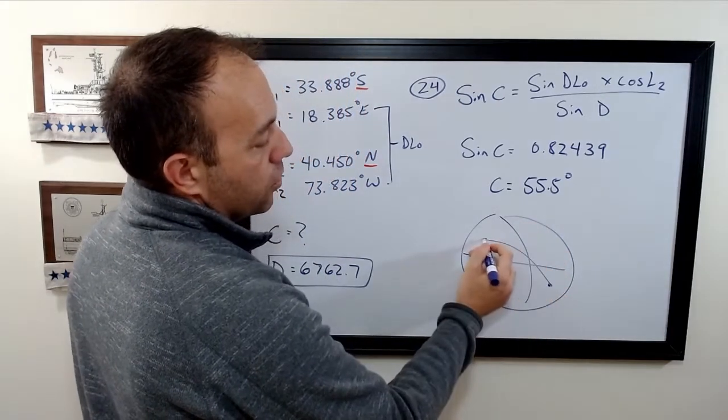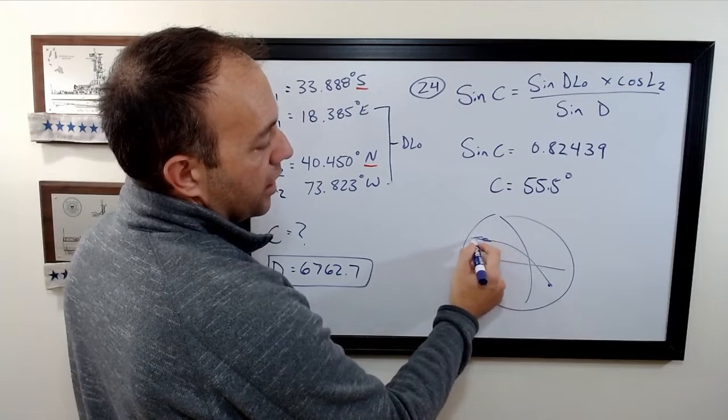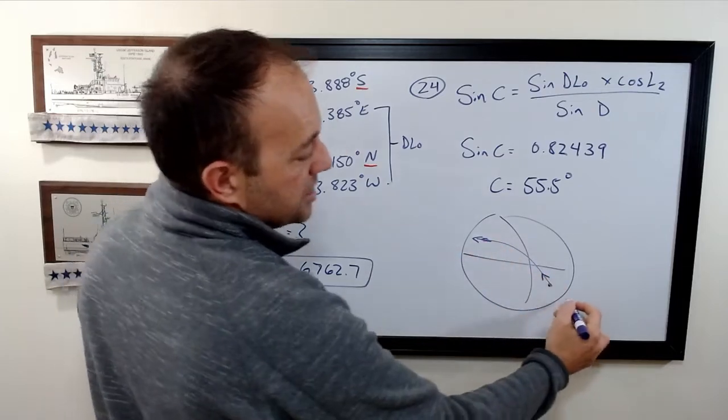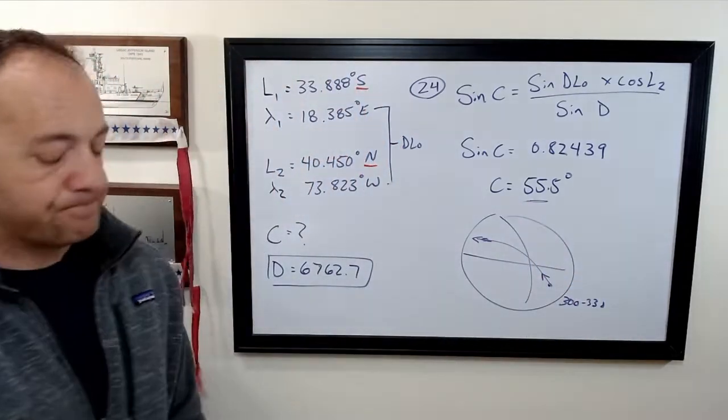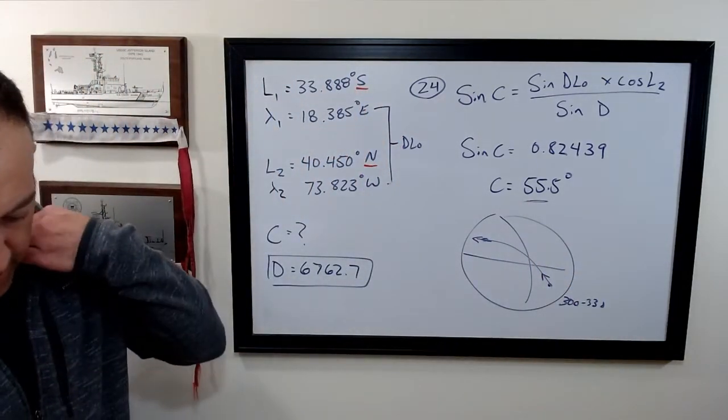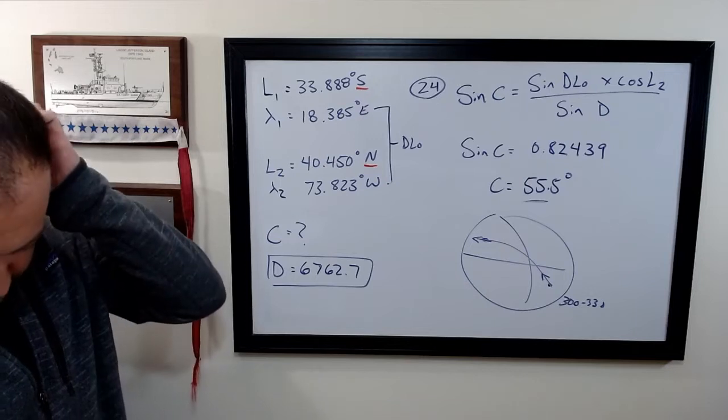And if you remember earlier, what we did is we said we were traveling from the eastern and southern hemisphere up to the northern and the western hemisphere, kind of going this way. Our initial course was going to be somewhere like 300 to 330. So what's the deal with that?